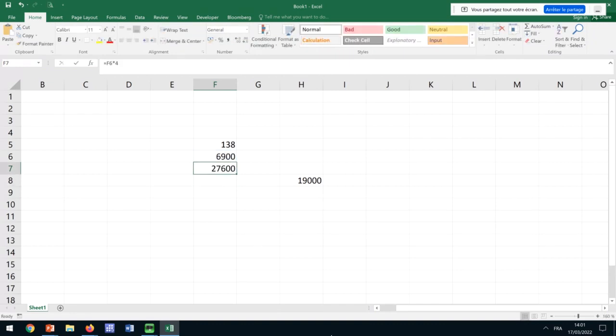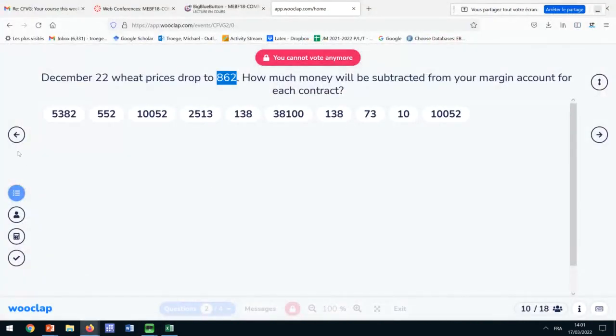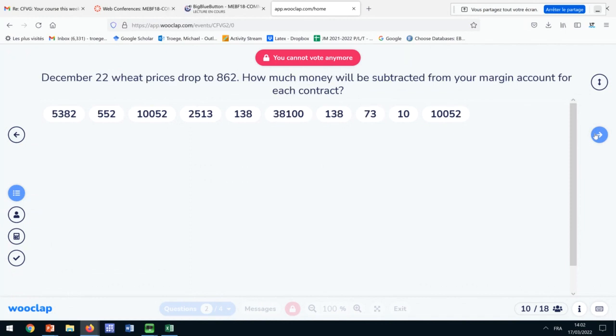So actually for our 4 contracts, we have to deposit 27,600. Our losses will be $27,600. Okay. How much margin did we initially invest? Yes. So actually, our losses are far exceeding the margin that we have invested. Okay. So that's an example of a situation where the margin is actually wiped out.